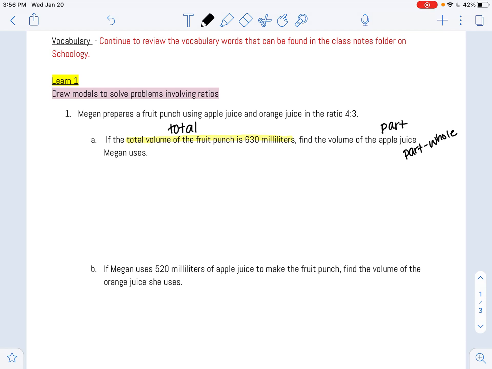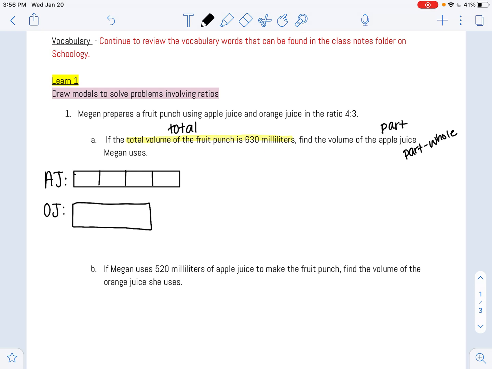So to help us in solving and using our bar models, I want to set up my picture to represent my ratio of 4:3. My apple juice and my orange juice. Okay, apple juice is 4, so I'm going to show a picture of 4 units. And the orange juice is 3, so I'm going to draw a picture showing a visual of 3 units to compare there. The apple juice to orange juice is 4 units to 3 units.